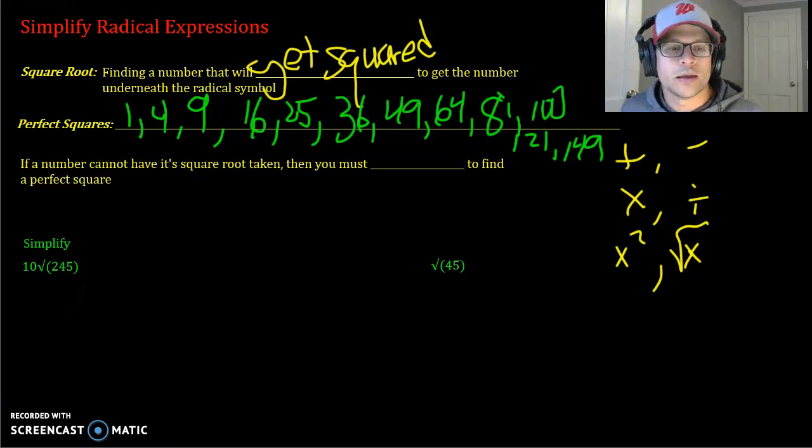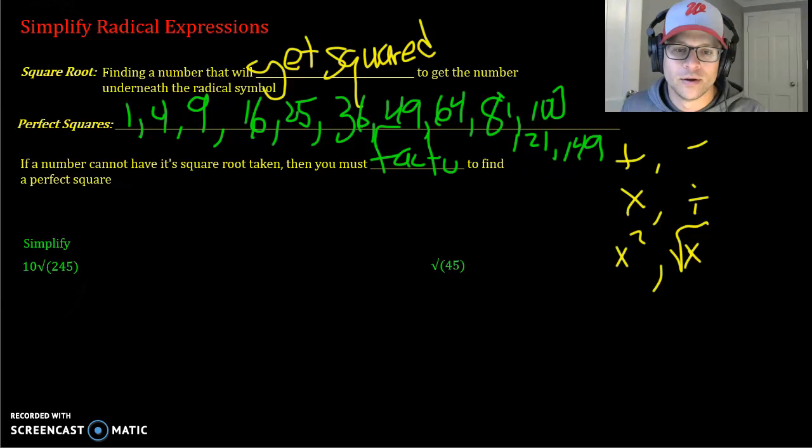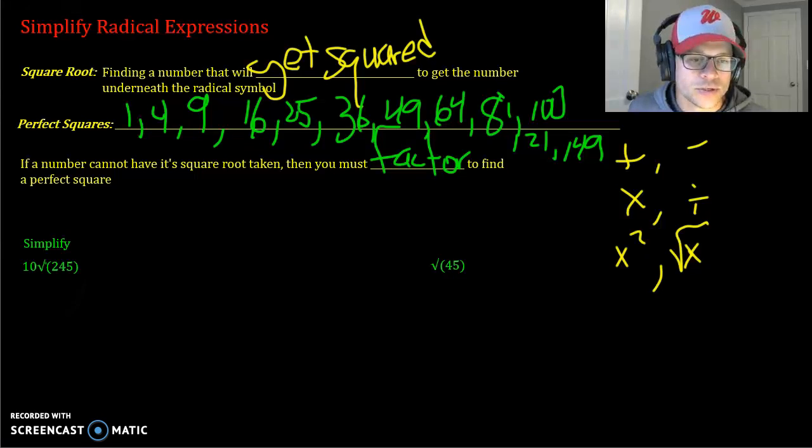So if you cannot take the square root of a number and end up with a whole number, then you must factor that number in order to find a perfect square. Both of the examples that I'm going to show you today are cases where the number underneath your radical symbol is not a perfect square. This first one, the radical expression is 10 times the square root of 245. I'm putting these numbers in parentheses to show you the beginning and the ending of your radical symbol.